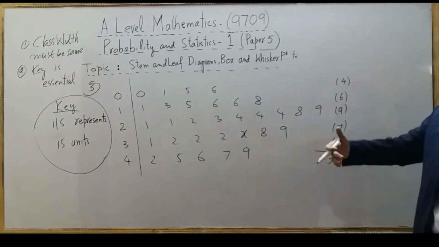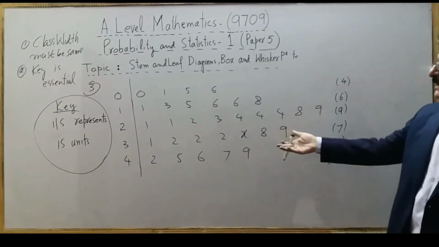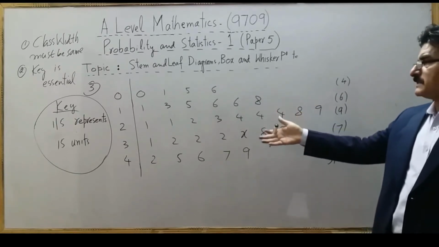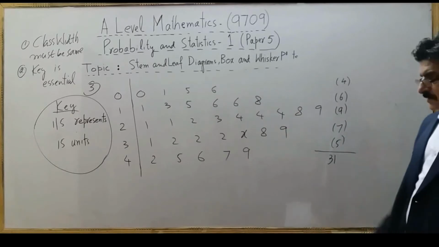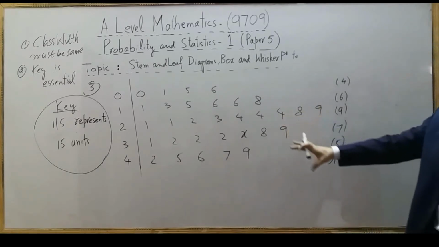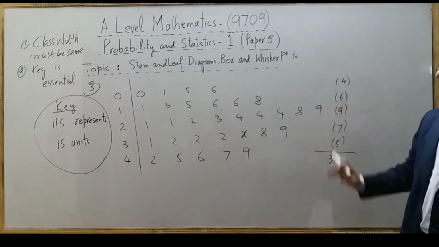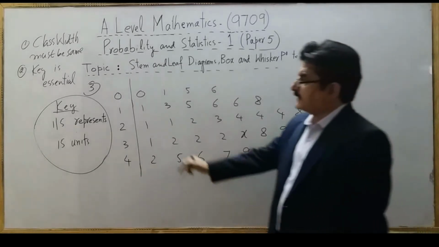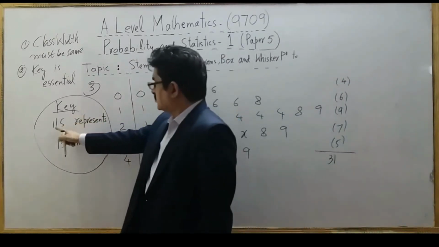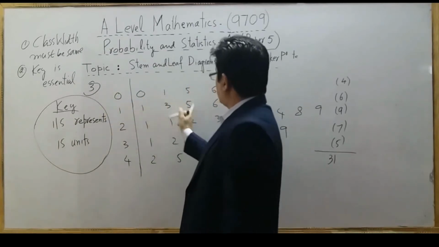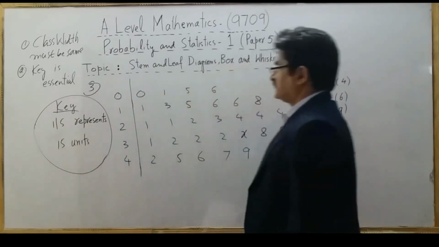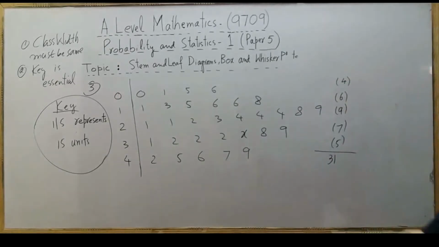What is the difference between the previous two examples and this one? In this question, you have been given the stem and leaf diagram. You are not asked to construct it, and you are also given a key. The key means what 1 | 5 represents.